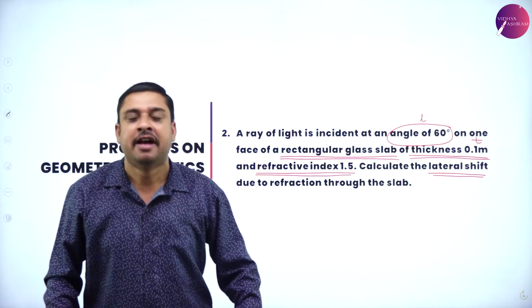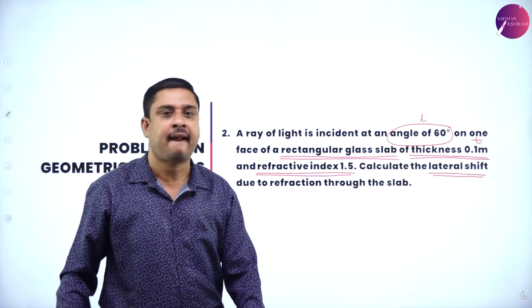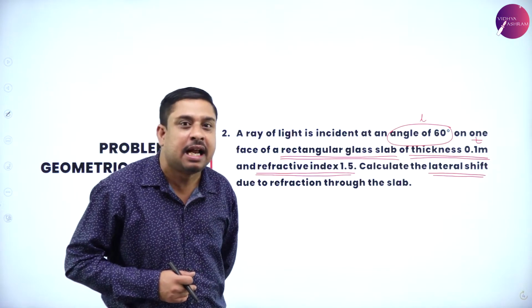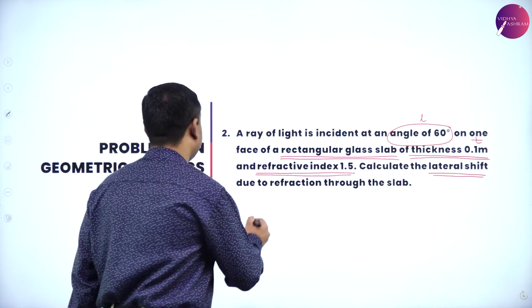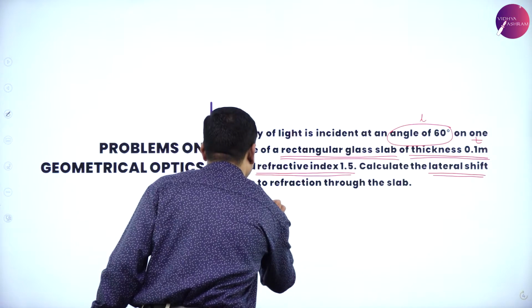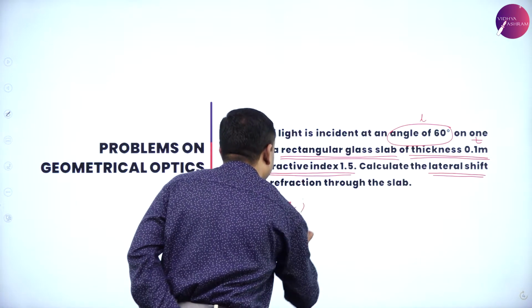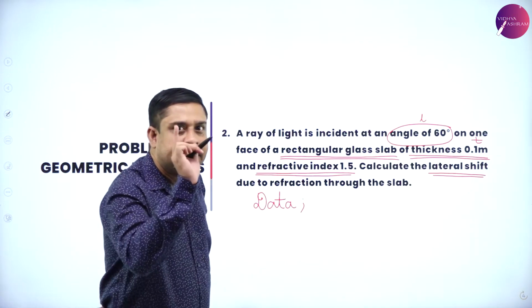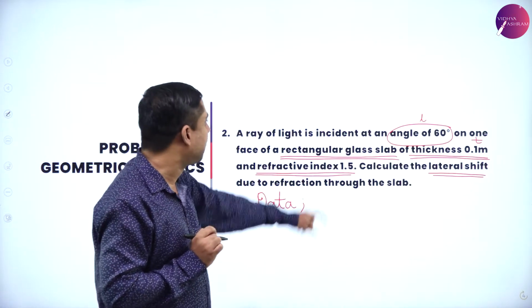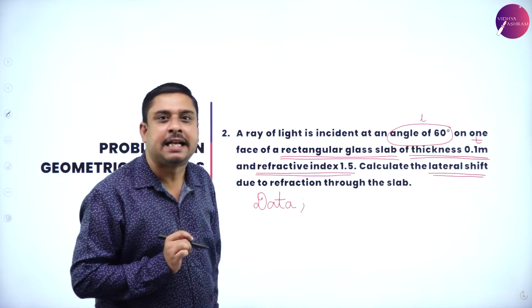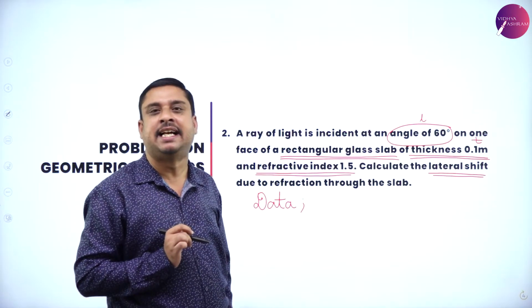Consequences of refraction. I have to calculate the lateral shift. Now again, collecting the data. The ray of light is incident at an angle of 60 degrees.